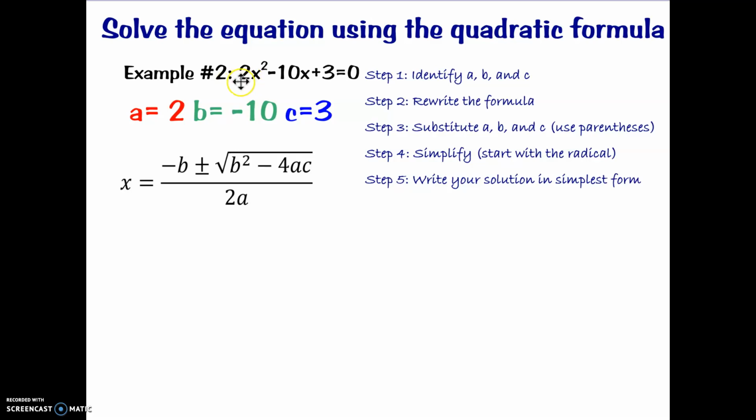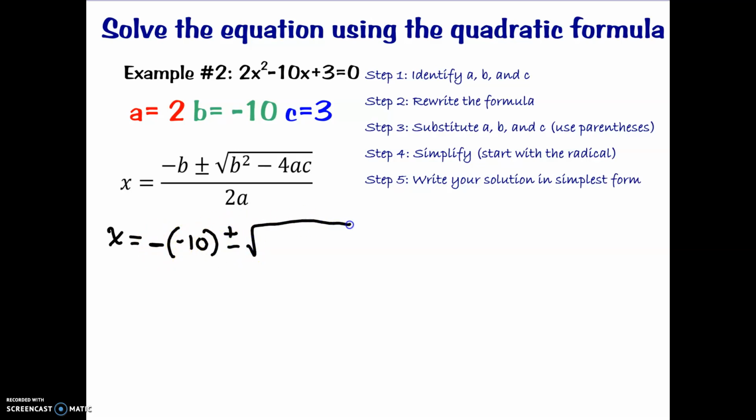So you'll notice here that a is 2, b is -10, and c is 3. So I've identified my a, b, and c. Now I already have the equation written down, so I'm ready to substitute into my equation. x equals, remember, this negative always stays there. And then in parentheses, I'm going to substitute in for b, and this is a -10 I'm plugging in. It's okay that we have double negatives here. Don't worry about it yet.